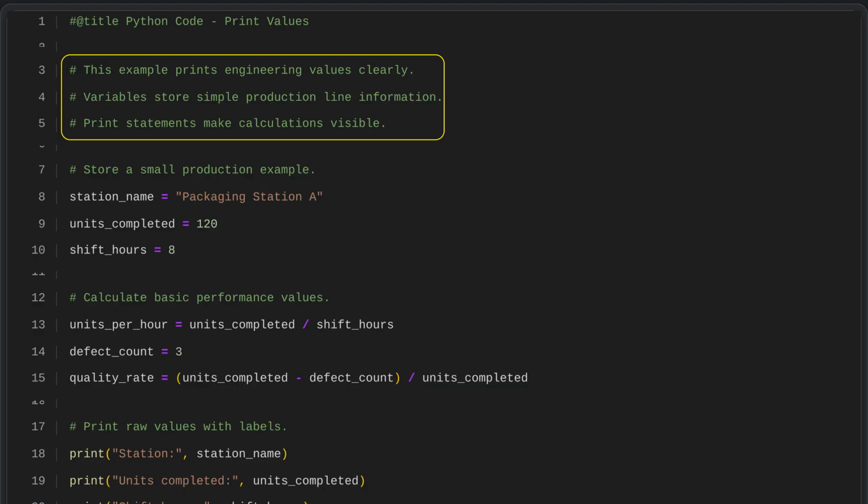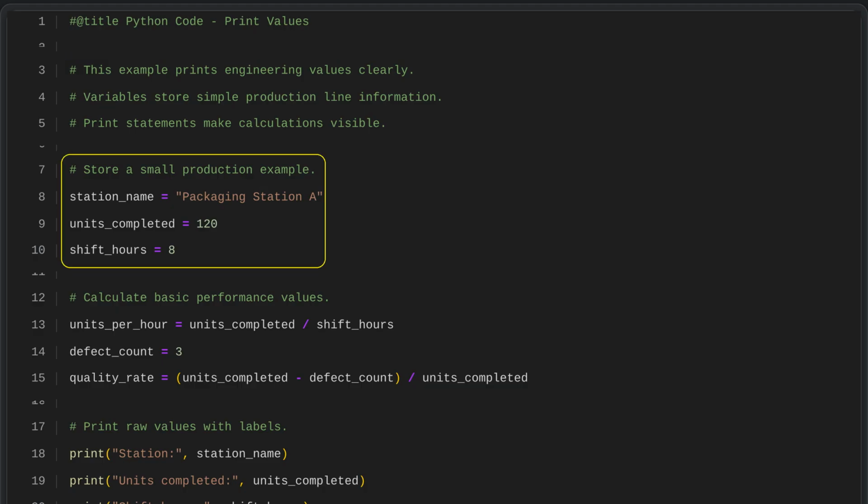The code defines 3 basic values for a production shift: the station name, the number of units completed, and the total shift hours. In this case, the station is packaging station A, with 120 units produced over 8 hours. These values provide the starting data needed to calculate performance metrics later.